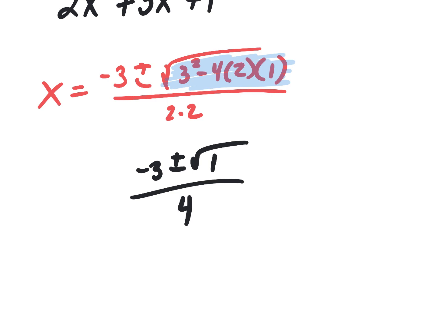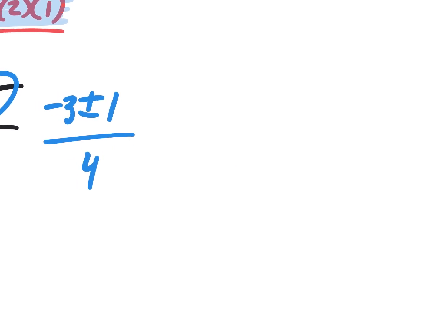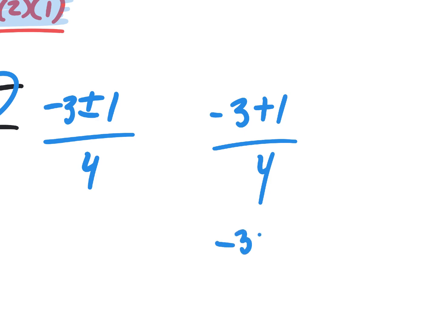The square root of 1 would be 1. So then it's really -3 plus and minus 1 over 4. And then? Do two equations for the plus and the minus. And then there's -3 minus 1 over 4. And I get two answers.